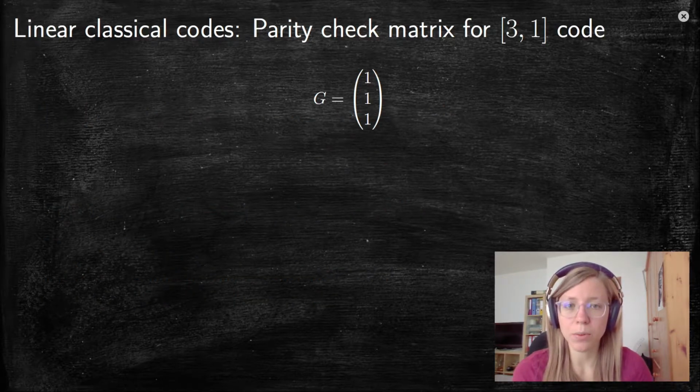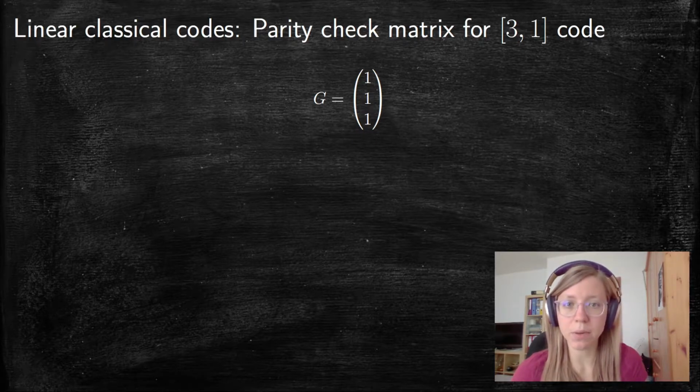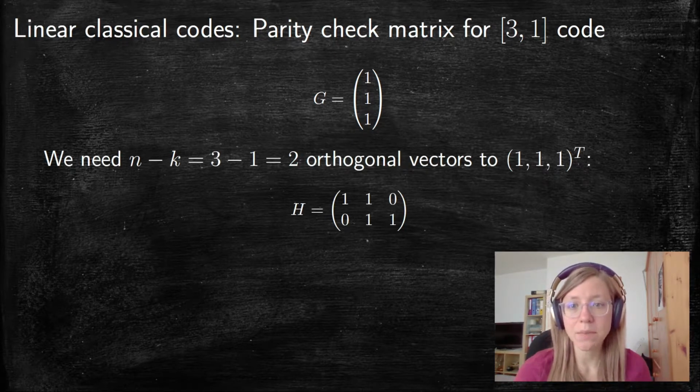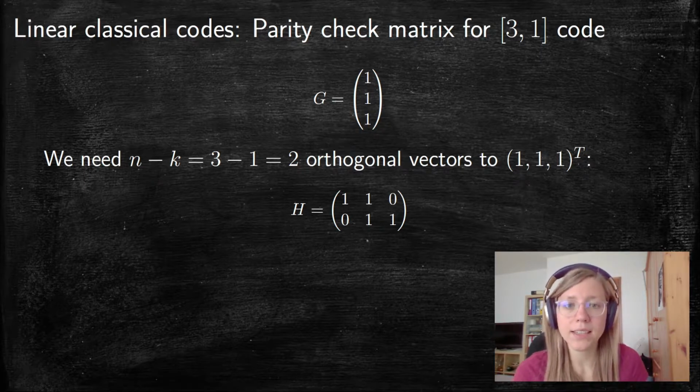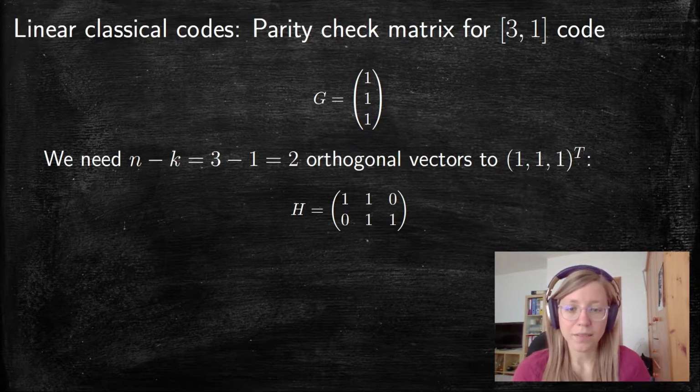Let's look at the example we had, the 3-1 repetition code, and see how we can construct the parity check matrix for this code. So remember, the generator matrix was simply given by 1 column of all ones. So now we need n minus k, which is 3 minus 1, which equals 2 in our case, orthogonal vectors to this column of ones. And you can easily verify that the following matrix consists only of vectors which are orthogonal to this column.